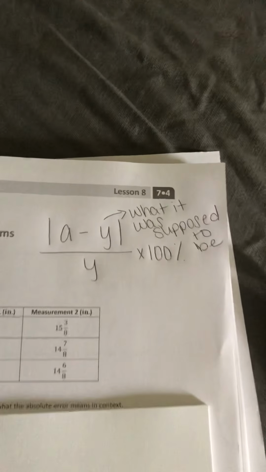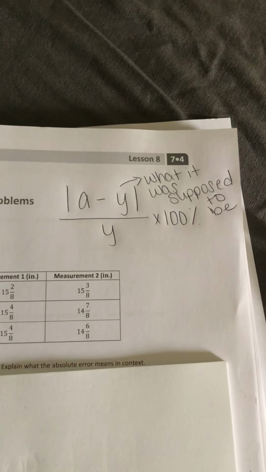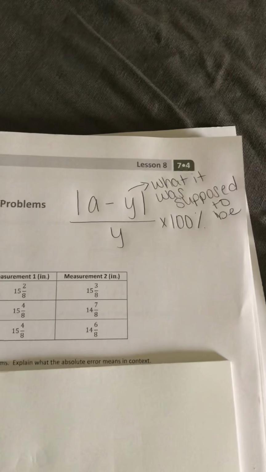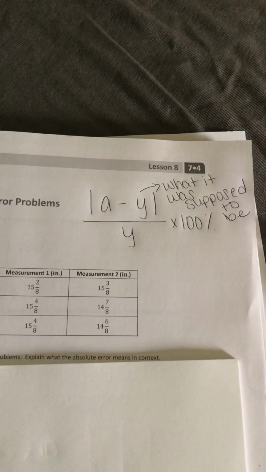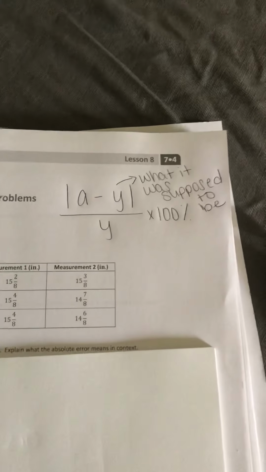So for example, if you're running a marathon and the length of the marathon is supposed to be 26.12 miles, but the actual is 25.36 miles, what is the error of calculation? So I'm going to be going through that.